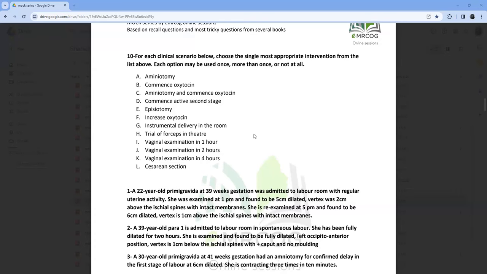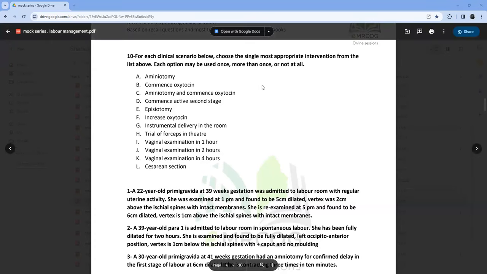Okay, so what is the required thing in this question? This is the leading part of the scenario, right? He wants you to decide the single most appropriate intervention. So what intervention will you offer here? It's the amniotomy.